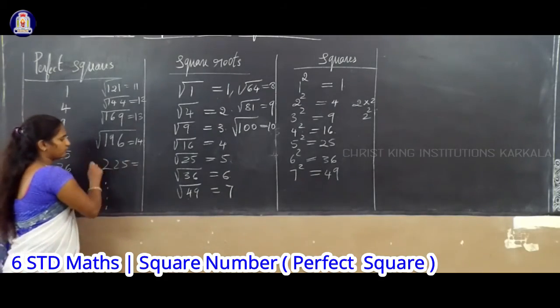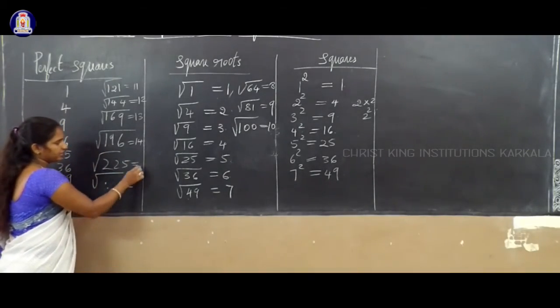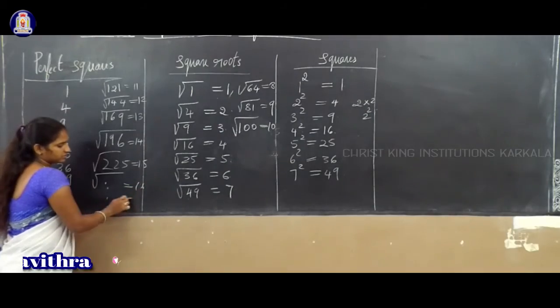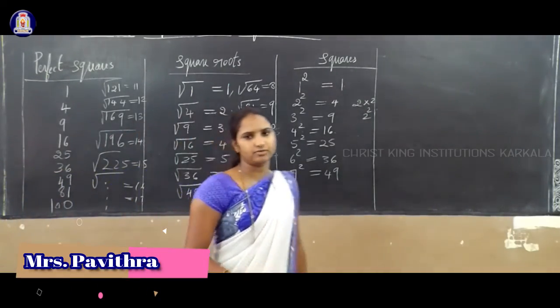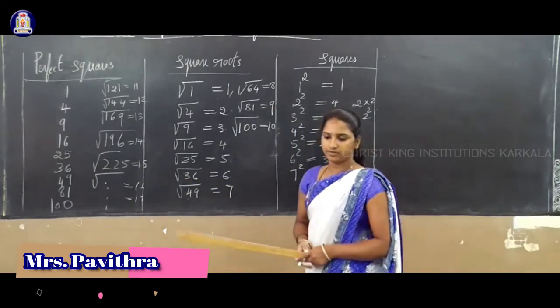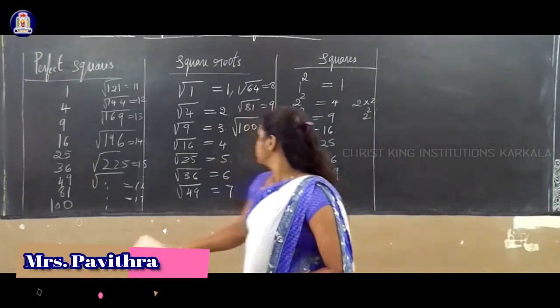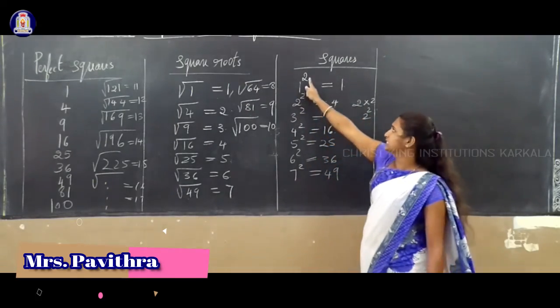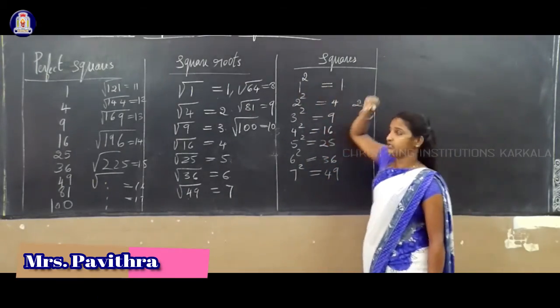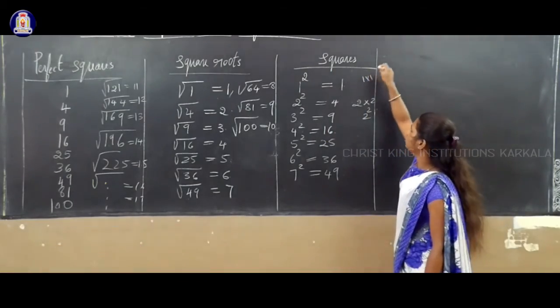Here, next numbers 15, 16, 17, 18, 19, 20. Up to 25 you must know square root numbers. So next, square numbers. This is very simple, so you can understand. 1 square. What is the meaning of 1 square? 1 square means 1 into 1.